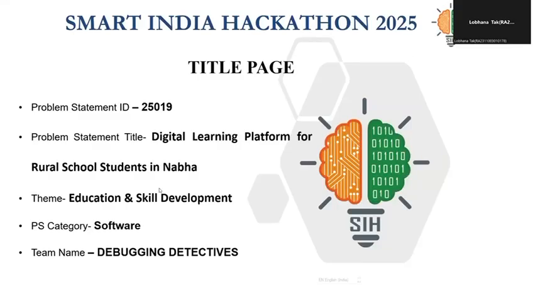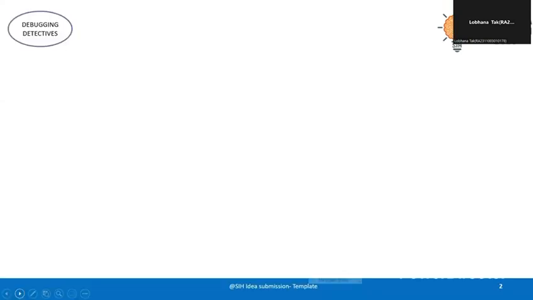Hello, we are Team Debugging Detectives, and our problem statement is to design a digital learning platform for rural school students in Nabha. Under the theme Education and Skill Development, our vision is to bridge the digital divide between urban and rural schools by creating an inclusive, affordable, and sustainable platform that empowers students and teachers in rural areas. Through this presentation, we will share the challenges we identified, the solution we are proposing, our technical approach, and the impact this idea can create.